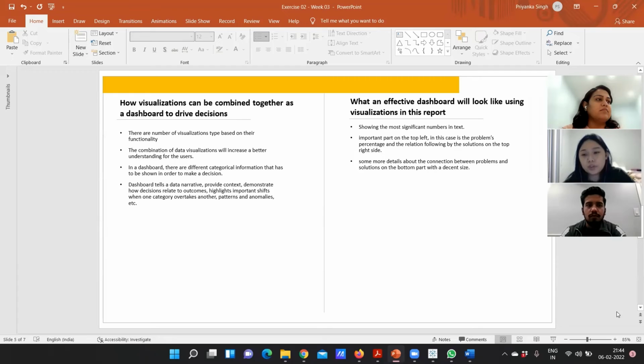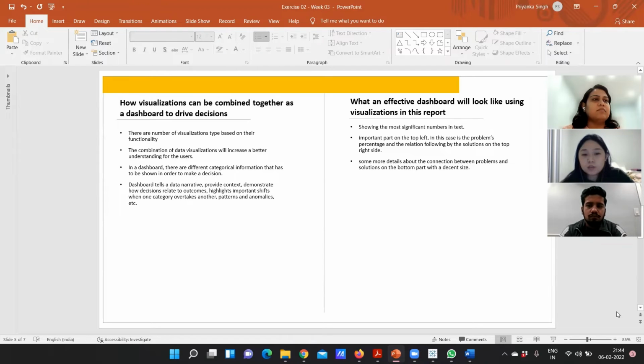So a dashboard shows a data narrative, profit content, demonstrates how decisions relate to outcomes, and highlights important shifts, like when one category overtakes another, patterns, anomalies, and so on. What will an effective dashboard look like using visualization in this report?